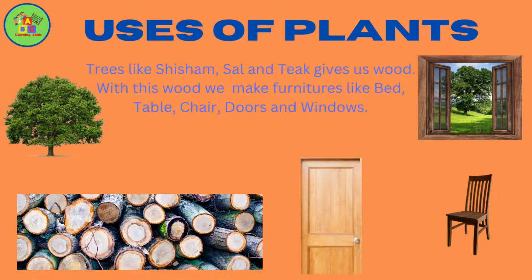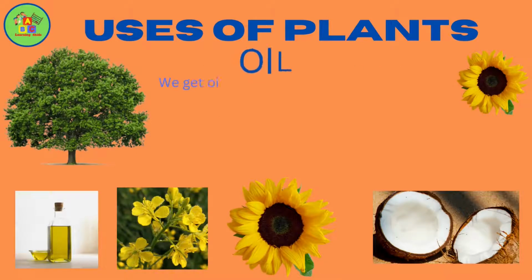Trees like shisham, sal and teak give us wood. With this wood we make furniture like bed, table, chair, doors and windows.